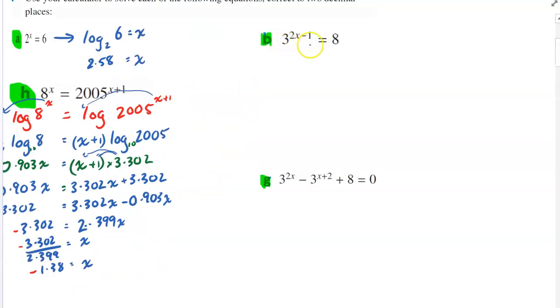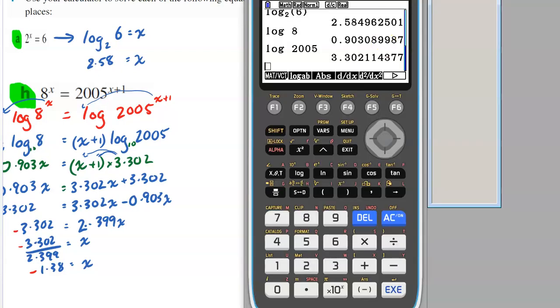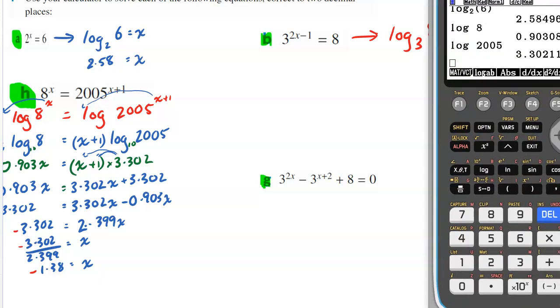All right, so I'm going to solve this one here, 3 to the 2x minus 1 equals 8. I can write it in exponential form. So that's going to be 3 to the, no, sorry, I can write it in log form. So that's going to be log base 3, 8 equals 2x minus 1. Now, log base 3, 8 is a number. So I'll get my calculator out here. Log base 3, 8. So again, I'll just show you how to do that. Math log AB. So that's log base 3, 8 is 1.89.